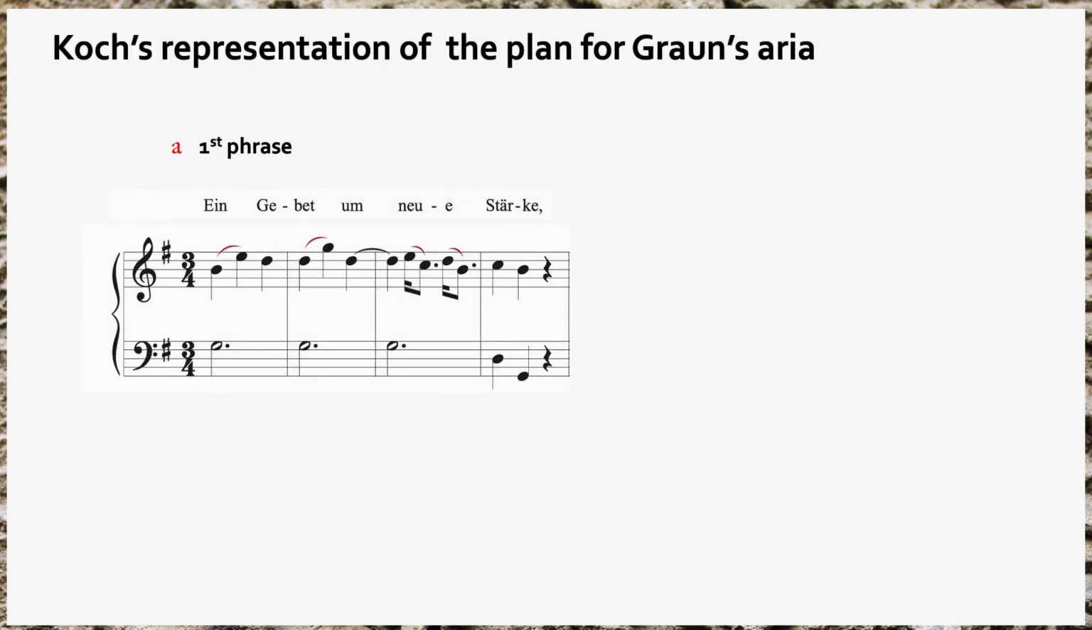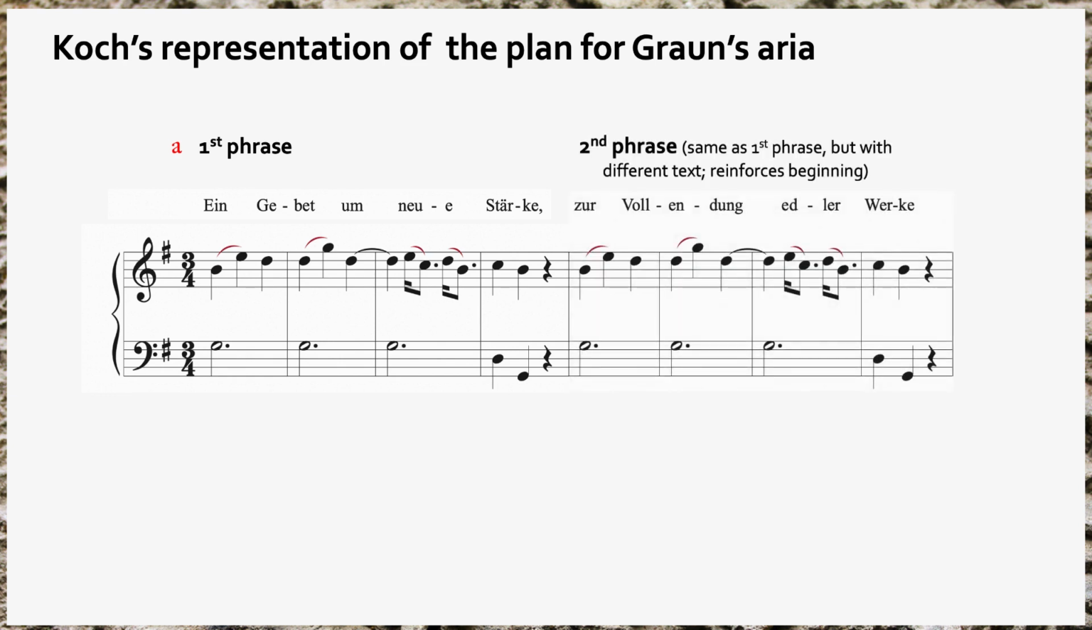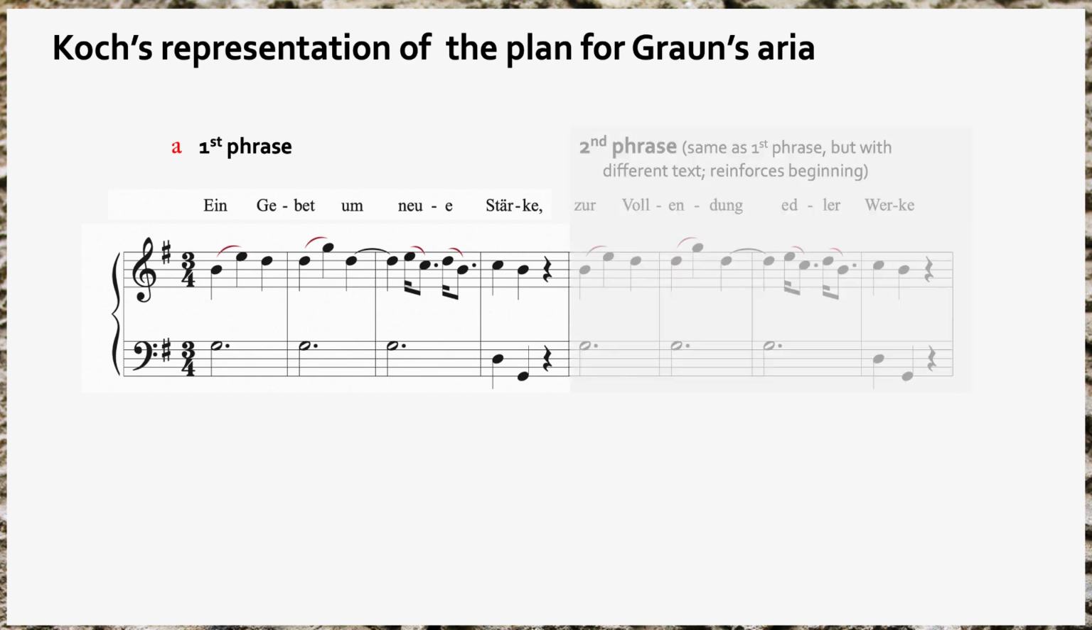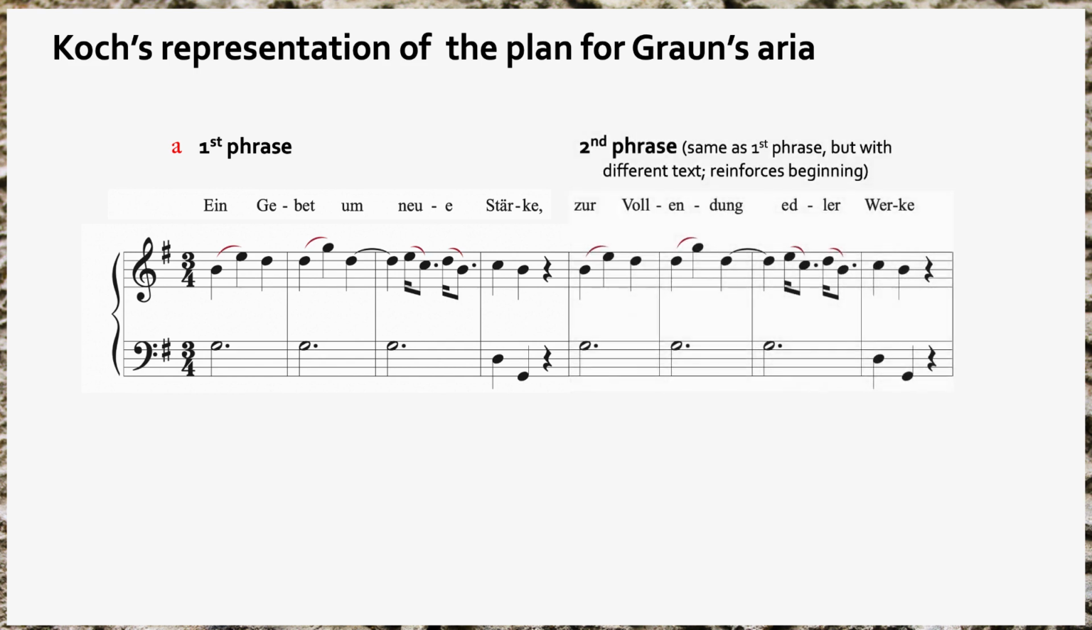In Graun's aria, the vocalist's first phrase lasts for 4 bars. Koch includes this entire phrase in his depiction of the plan. The music of the aria's second phrase repeats the first one. Thus, according to his own guidelines, Koch could have omitted this phrase from his plan as redundant. But perhaps because the text changes here, and also since it does help support a sense of a beginning, he decides to include this phrase repetition nonetheless, as we'll soon hear.